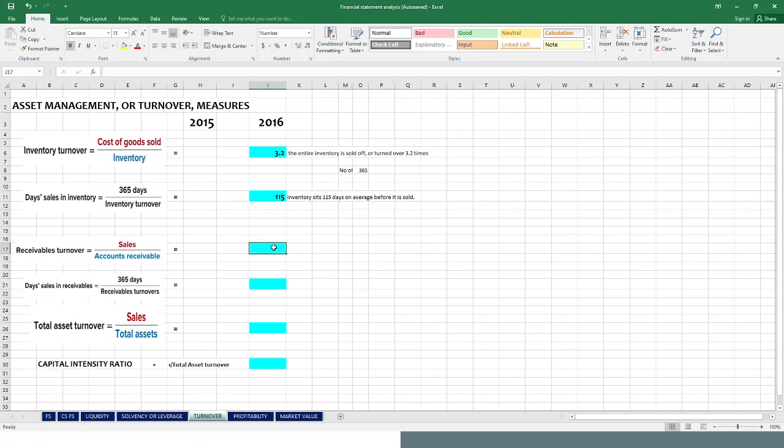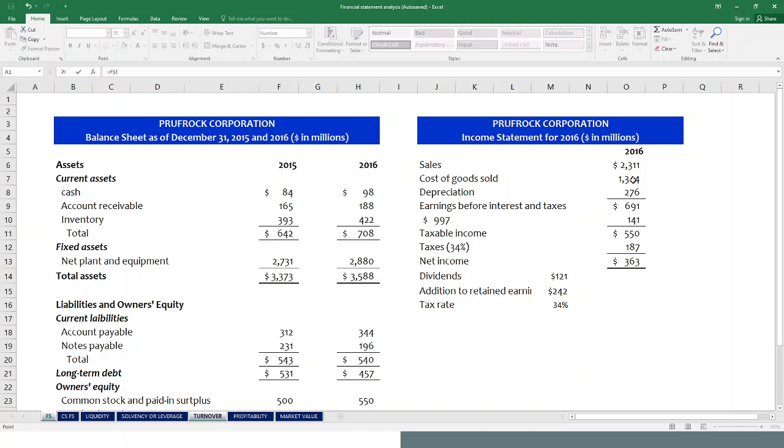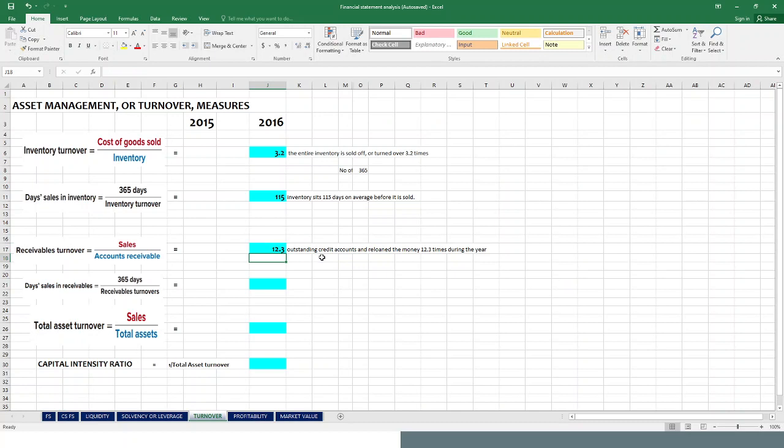Then we have receivable turnover. This is equals to sales over accounts receivable. Sales divided by our accounts receivable. Accounts receivable is $188. So it means our outstanding credit accounts were paid off and our loans collected 12.3 times during the year. So the average collection period is equals to 365 divided by this turnover. So the firm collects its credit sales in 30 days.